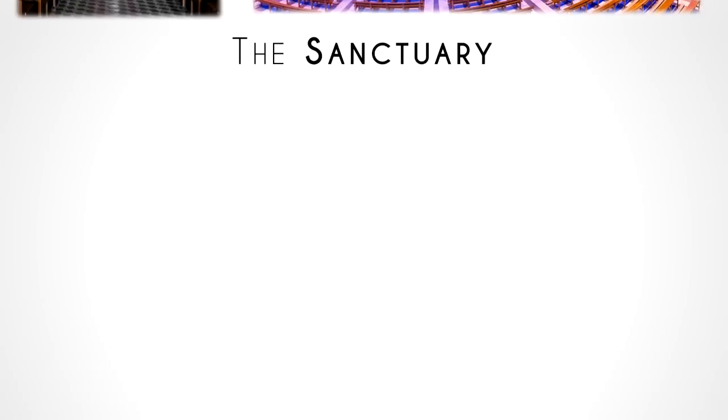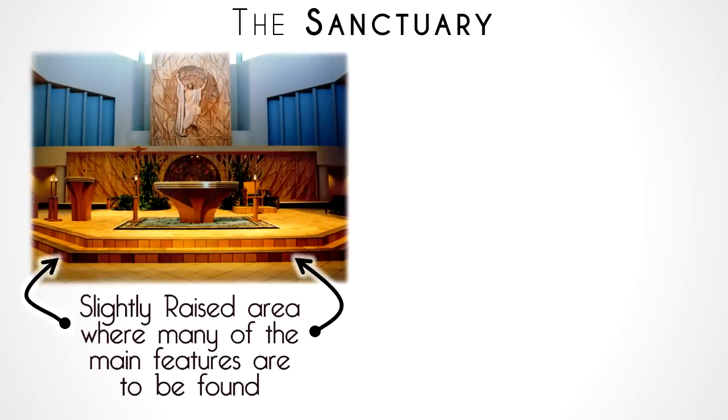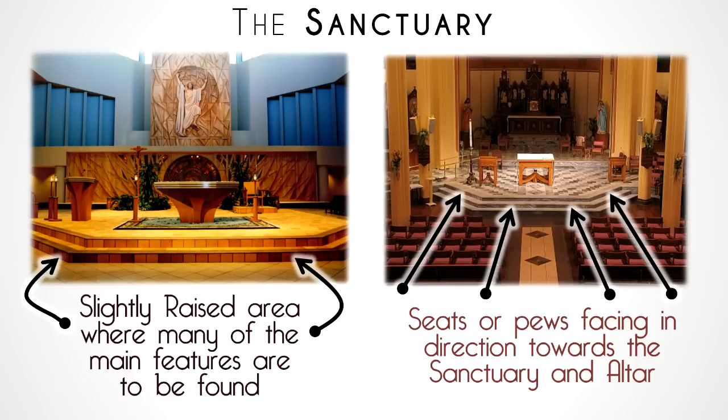So what are the main features of a Catholic church? The sanctuary is a slightly raised area where most of the main features in a church are found. Upon entering a church, if you wanted to know where the sanctuary was, you would simply observe which direction the seats or pews were facing, and you would find the sanctuary.